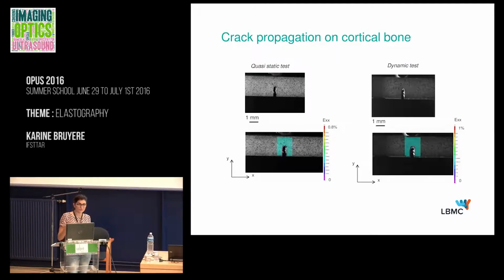To study the effect of strain rate on the toughness of cortical bone, it's important to have a direct measurement of this strain rate. And for the dynamic test, you can see the image is darker, because of course we have to have more light, and with the same animation on the strain field. And the assessment of the strain rate for the two configurations is quasi-static test and dynamic test.